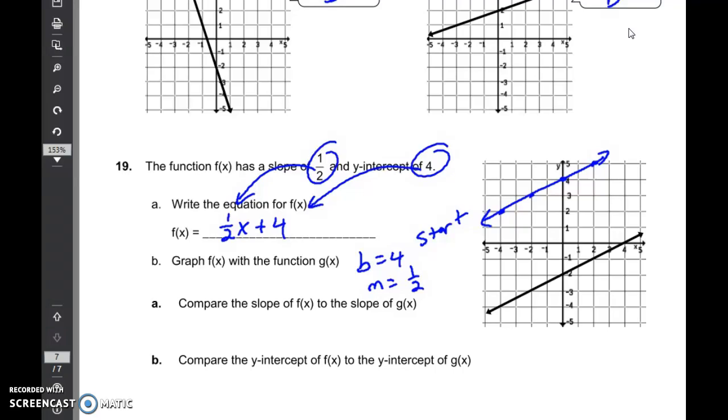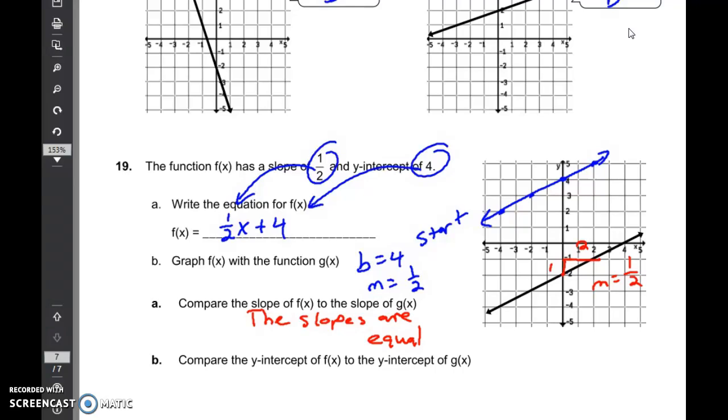Compare the slopes. Well, we know the slope of the f of x. Let's find the slope of this. Up 1/2. So compare the slopes. A comparison says how they're the same or different. They are the same. The slopes are equal.